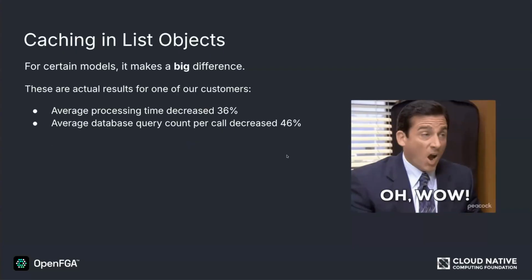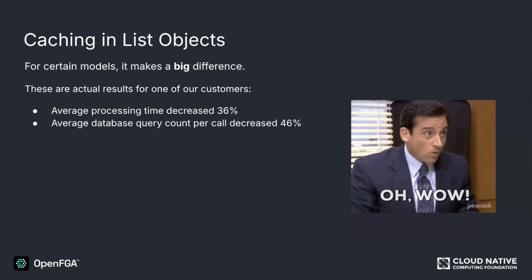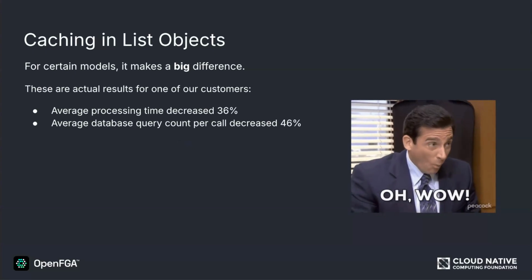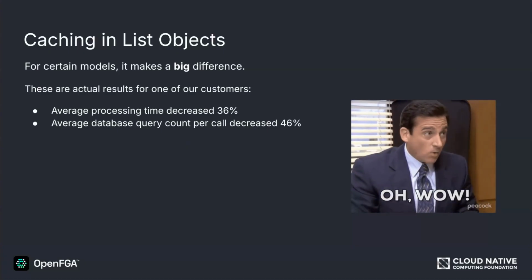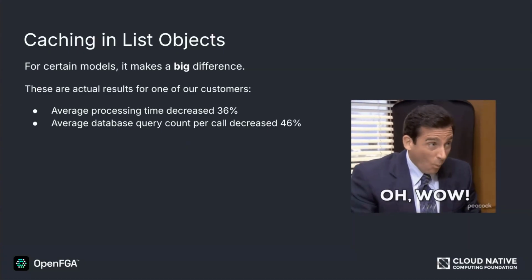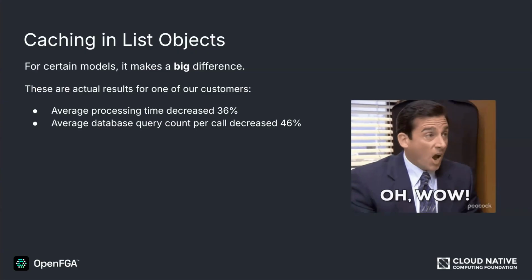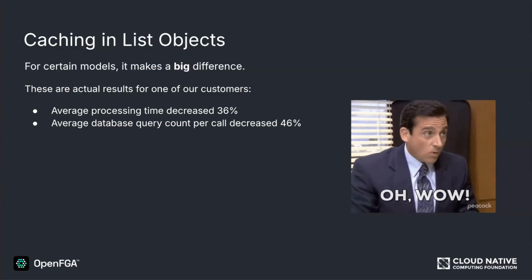Good. So we have a lot of other things we're going to do with list objects. This is the first improvement. We have a list of 4 or 5 more that we're going to do. So we expect also large improvements in performance over the next few months on list objects in particular.